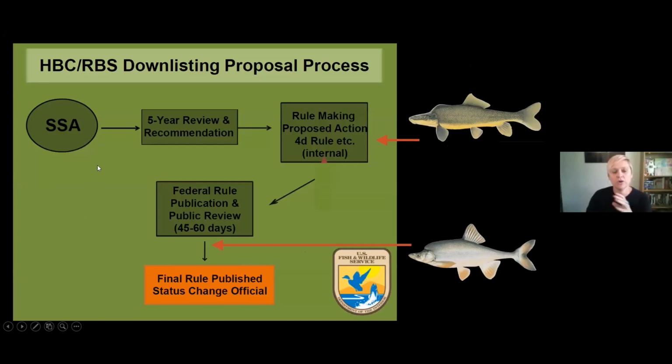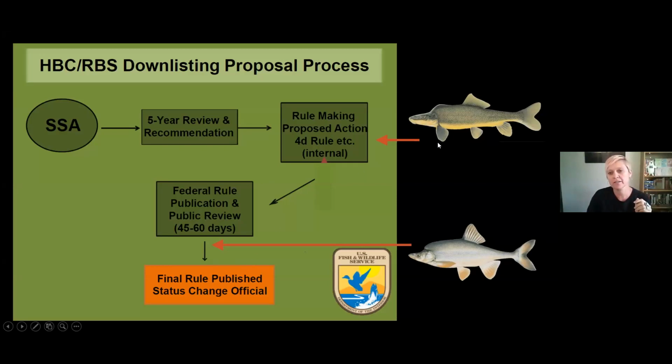And just so that you know kind of a sketch of the proposal process, it begins over here with a species status assessment. That moves into a 5-year review and recommendation. And then the Fish and Wildlife Service makes a proposal and proposes a 4D rule that dictates the levels of protections that the species will have if it is downlisted to threatened. The next stage is that there's a publication of the rule and a public review. So this is an opportunity for everybody to get involved and provide input on the proposals. And then lastly, a final rule is published and the status change becomes official.